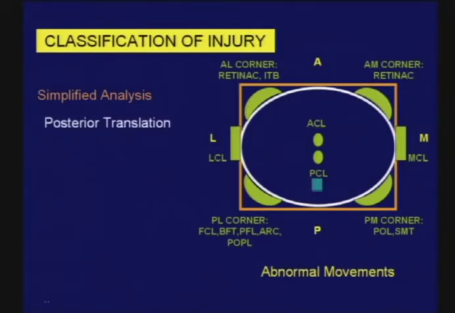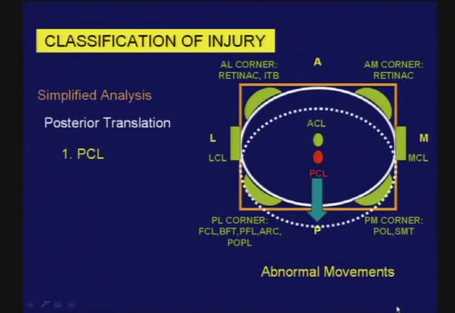Another example, posterior translation. With posterior translation, there are two stages of injury. The tibia moves posterior, as shown here. The first structure that fails is the posterior cruciate ligament, and then the posterior oblique ligament and other structures in the posteromedial corner, and the arcuate ligament and other structures in the posterolateral corner.